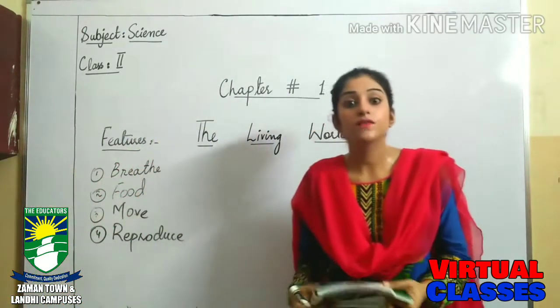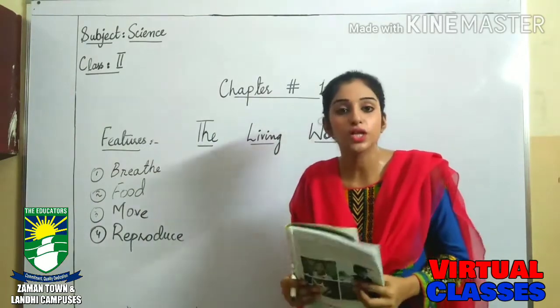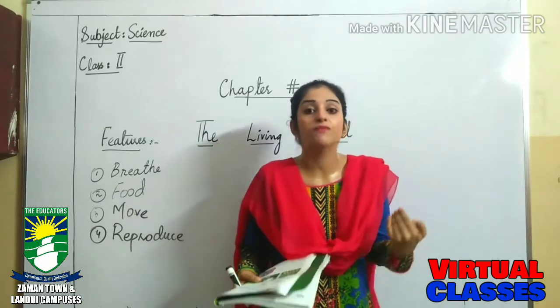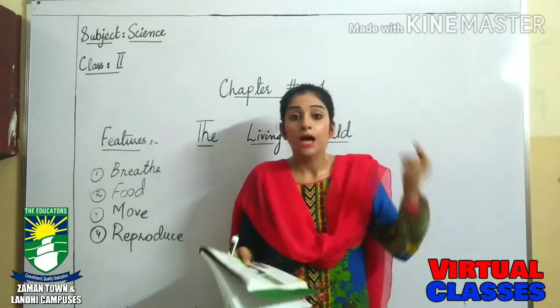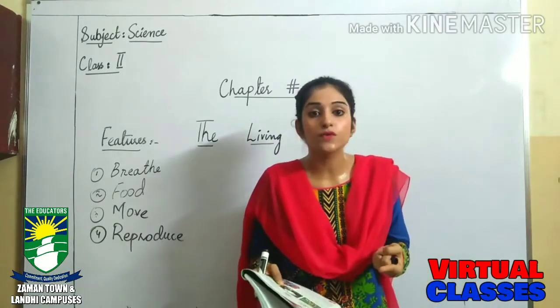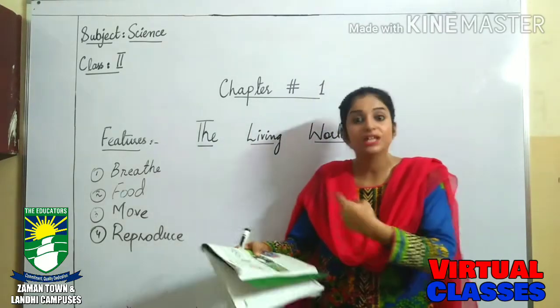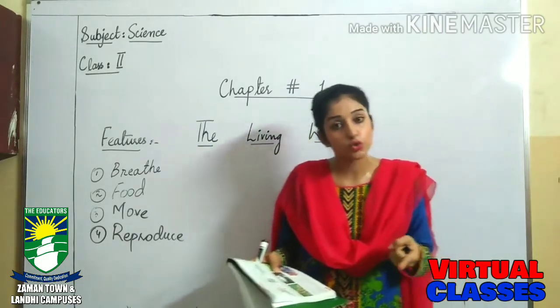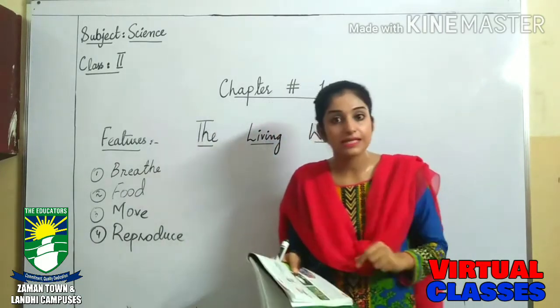Living things can reproduce. What is the meaning of reproduction? Reproduction means to give birth to young ones, to have babies. We also have babies. Plants also grow with the help of seeds which come out from the fruit. So plants can also increase their number. If we talk about animals, animals also give birth to baby animals. So living things can reproduce.